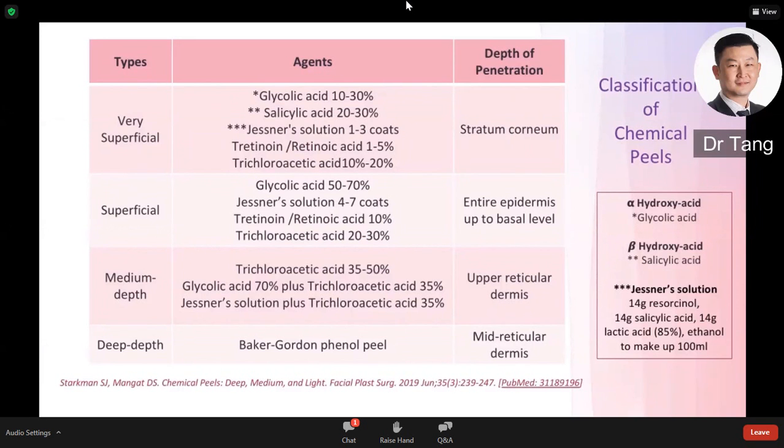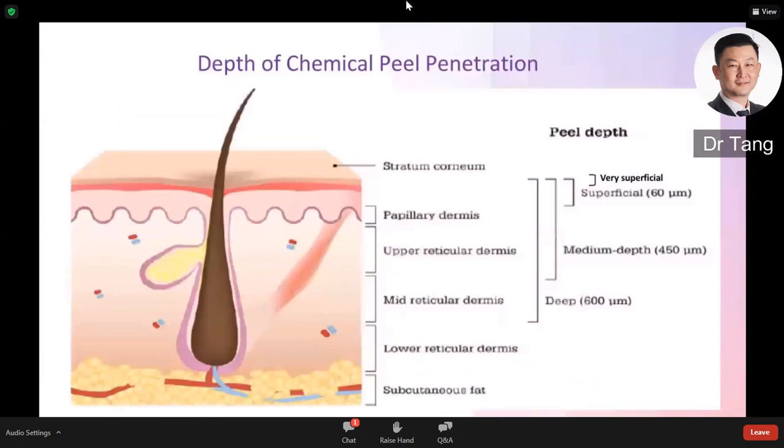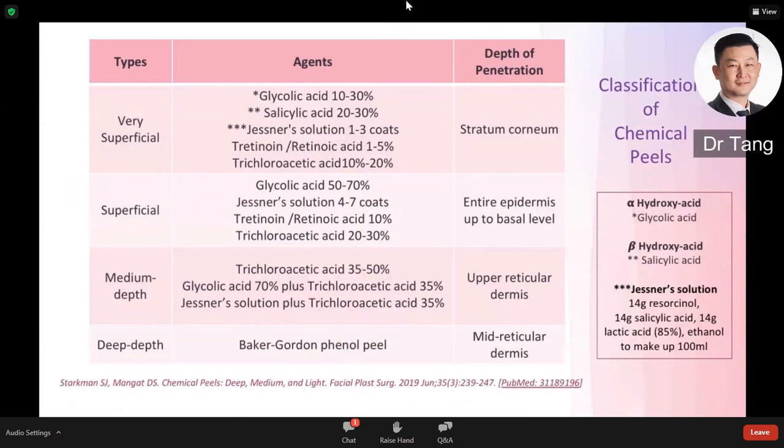And the last group will be deep peel. The classical example is Baker-Gordon phenol peel, which will penetrate up to the mid-reticular dermis. Jessner solution is a special solution that consists of 14 gram resorcinol, 14 gram salicylic acid, 14 gram lactic acid, and ethanol to make up 100 ml.